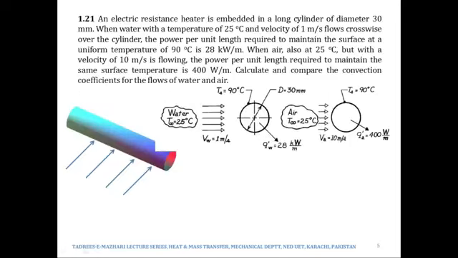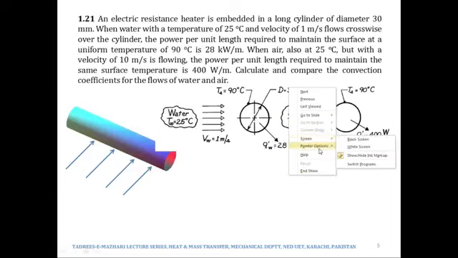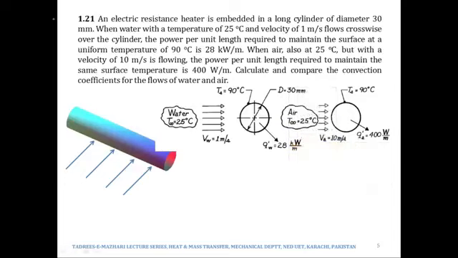Okay, let's take the next problem, which is 1.21. It says that an electrical resistance heater is embedded in a long cylinder of diameter 30 millimeters. So we have got this cylinder, the diameter of which is 30 millimeters, and in it is an electric resistance heater.